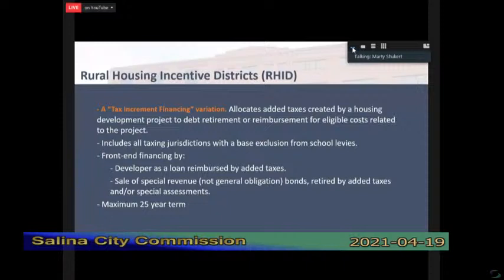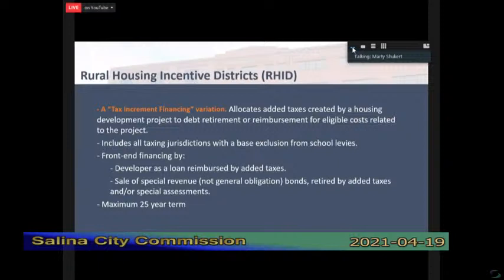Now it's up to 60,000. So Salina is an eligible RHID community. In addition to that, the sunset for an incentive district was 15 years, and that's now been extended to 25 years. Although you have the ability and the right to create a district for a shorter period of time, you've got a maximum of 25 years for this district to be able to allocate taxes back to it.